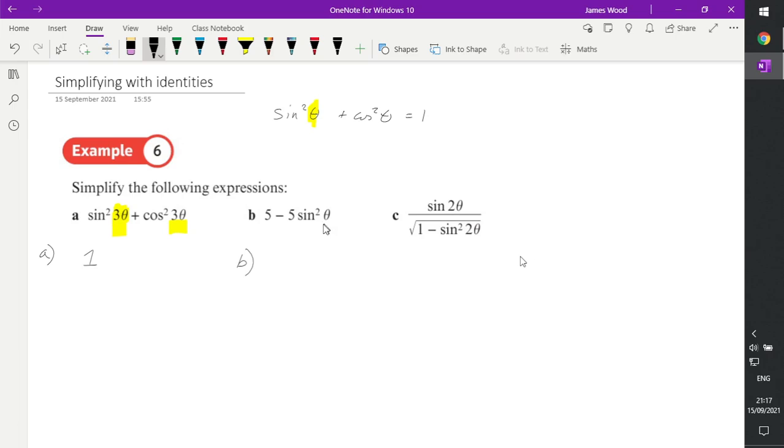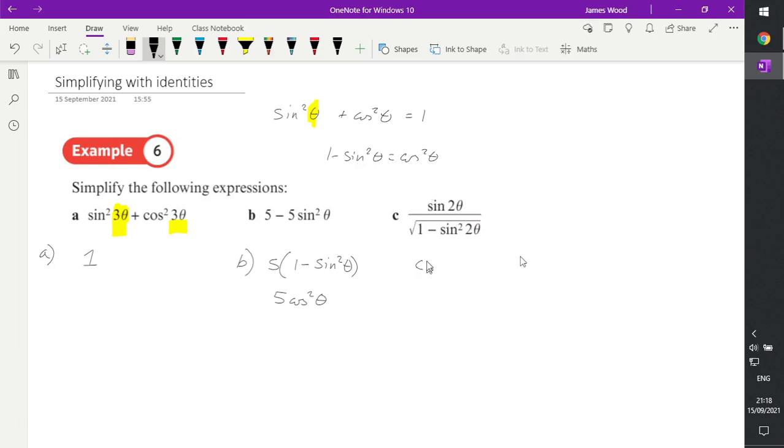B, 5 minus 5 sine squared theta. I'm going to factor out a 5, first of all, like that. And now if we rearrange this identity, 1 minus sine squared theta is equivalent to cos squared theta. So this is actually just 5 cos squared theta.